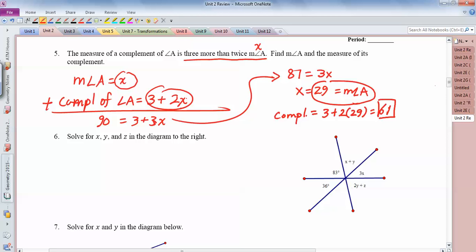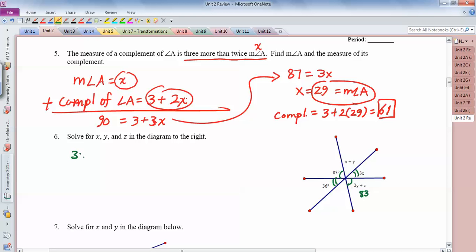Number 6, we're trying to solve. We got a bunch of vertical angles and straight angles here, so let's just work our way through it. Solve for X, Y, and Z. What's probably the easiest thing to set? We know that this angle's got to be 83 because it's vertical with this one. We know that this one here is vertical with the 36, so those guys are going to be the same.